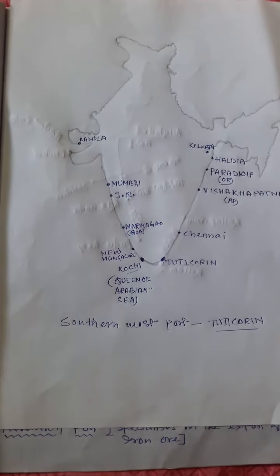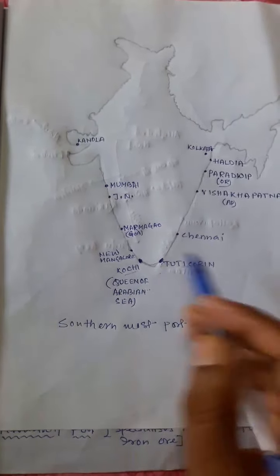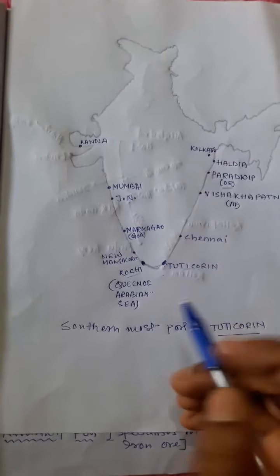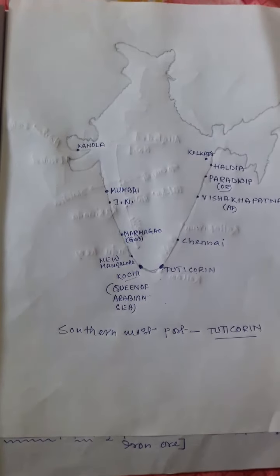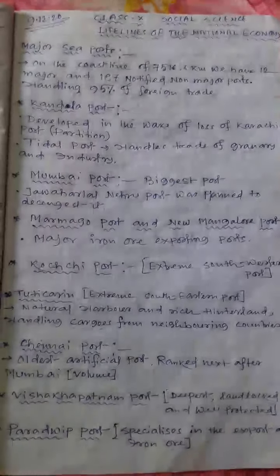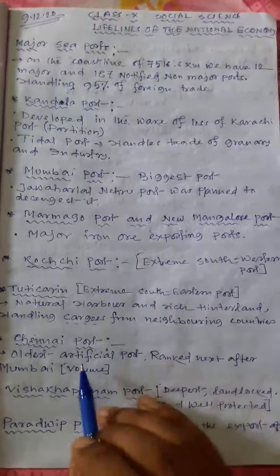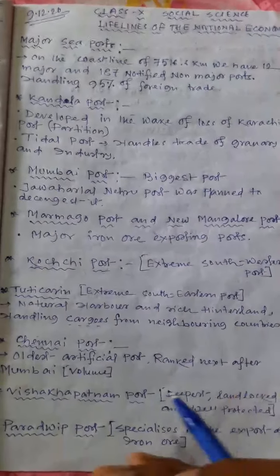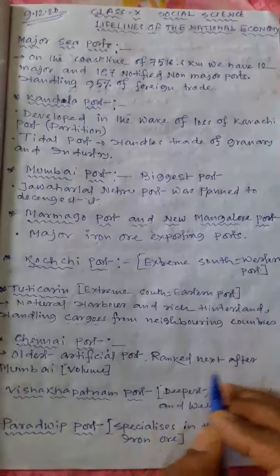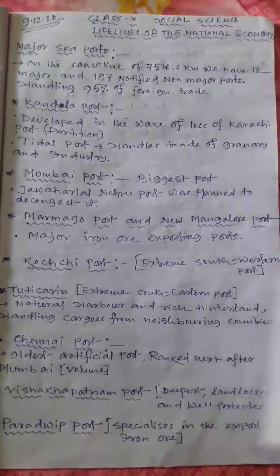Cargoes means goods which are shifted from one place to another with the help of ships. So this area is quite rich in natural harbor and hinterland, and that's why it attracts cargoes from neighboring countries like Sri Lanka and Maldives. I hope this is clear, students. Next in our list is the Chennai Port. It is the oldest artificial port, made very early, ranked after Mumbai as far as volume is concerned.